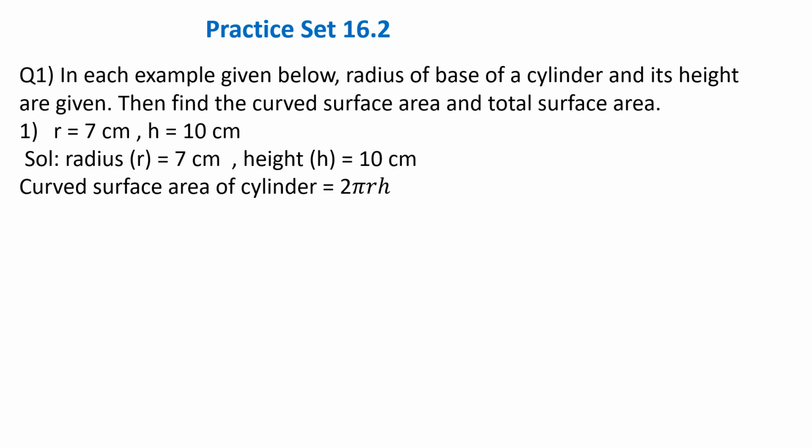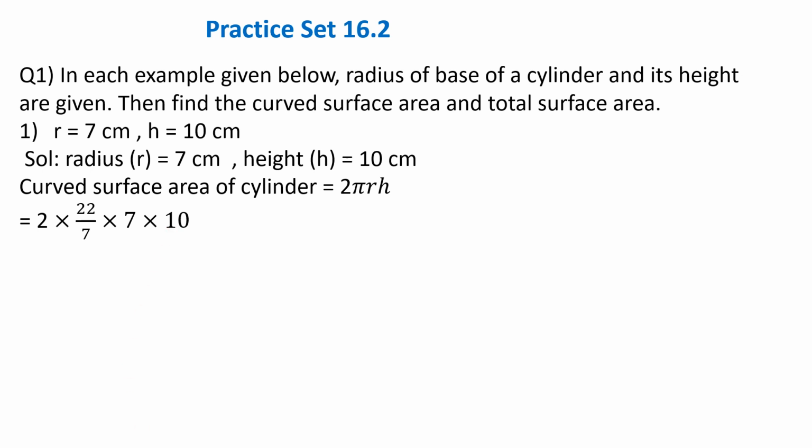Now, curved surface area of cylinder equal to 2 pi r h. So we'll just substitute the values for the given things. Okay. So that is equal to 2 into, now for pi I have taken 22 upon 7, into radius is 7, so 7, into height is 10, given. So I have just substituted the values.